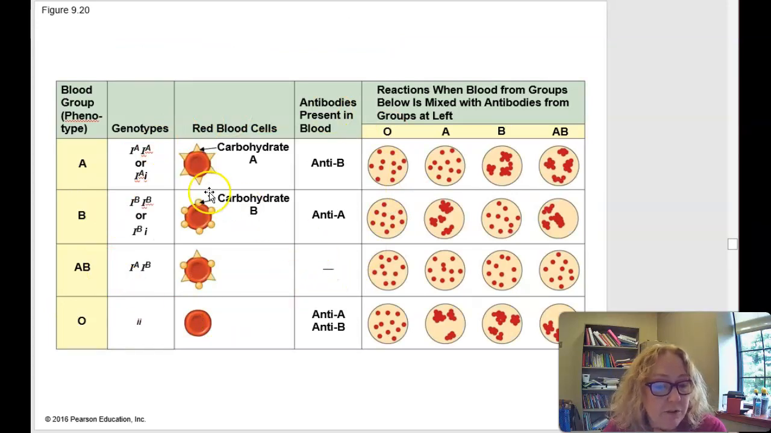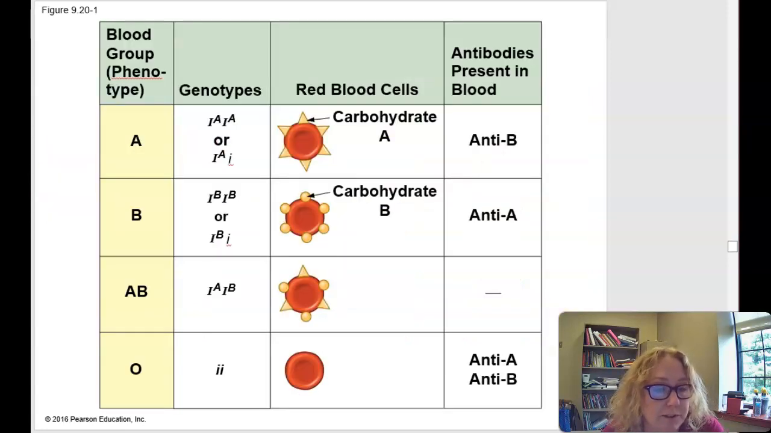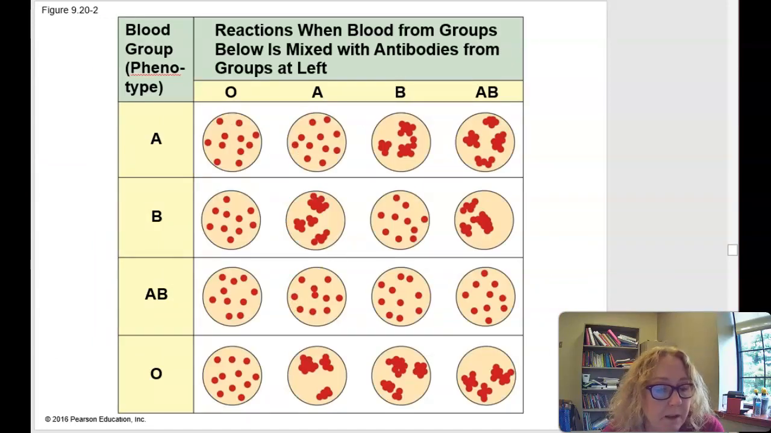This is essentially what happens. You can be AA or AO and still express as an A. You can be BB or BO. You can be AB, and you can just be O. And we'll talk about how those interact when we start doing some genetic problems.